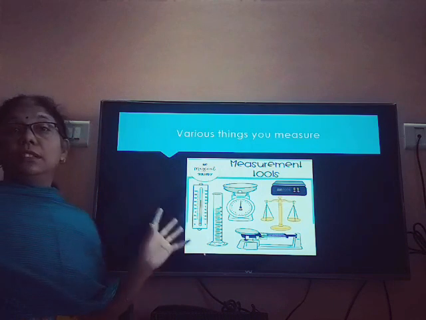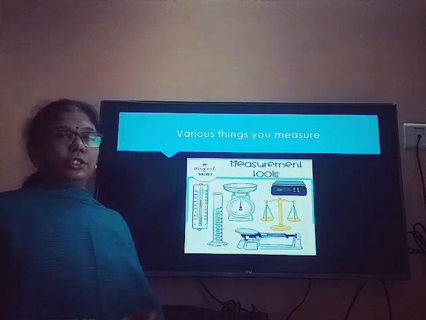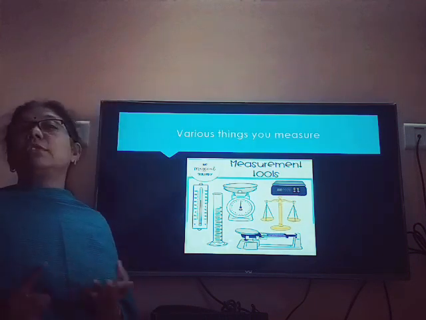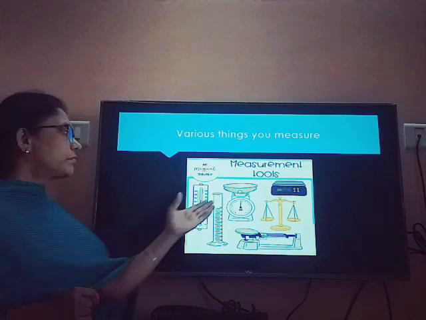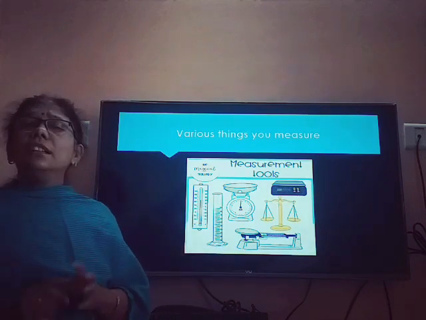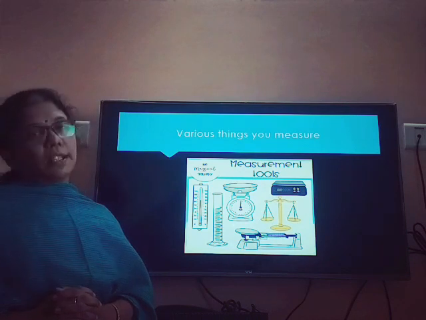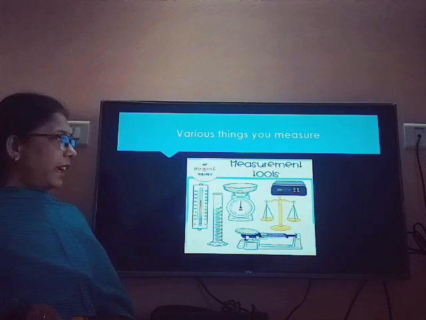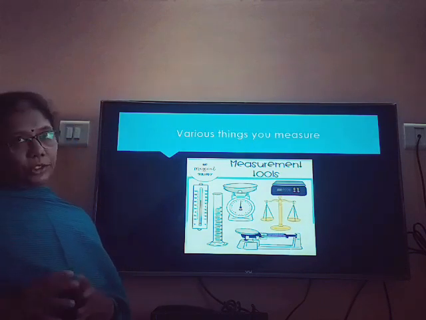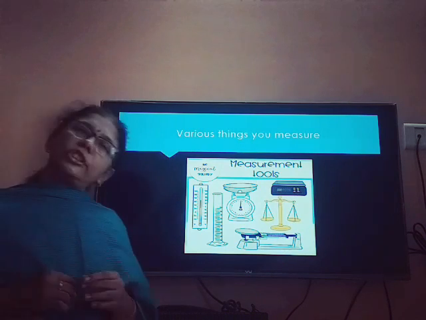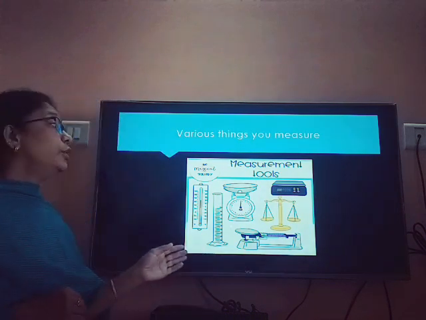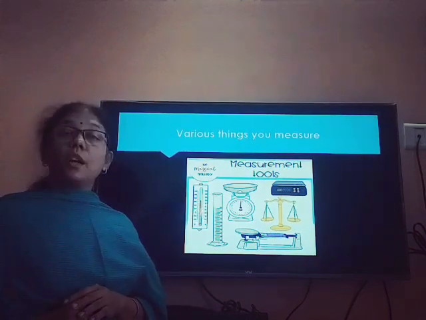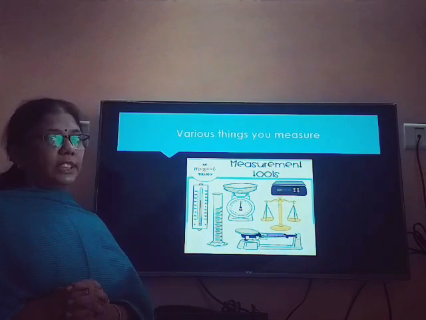The second one is the measurement of capacity. So this is a measuring can. We can use it to measure water, oil, and also milk. The next three are the instruments used to measure mass. So you have a scale and you have a beam balance there. All these are used to measure mass. You go to a grocery shop, or a fruit or vegetable shop, and there we can use this. And the last one is a clock. Clock is used to measure time, isn't it?